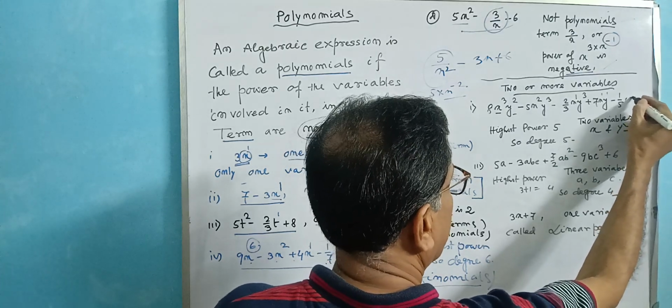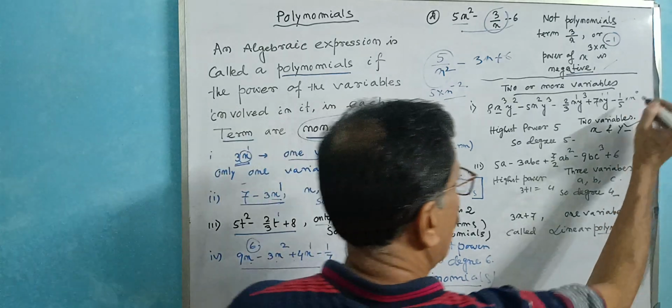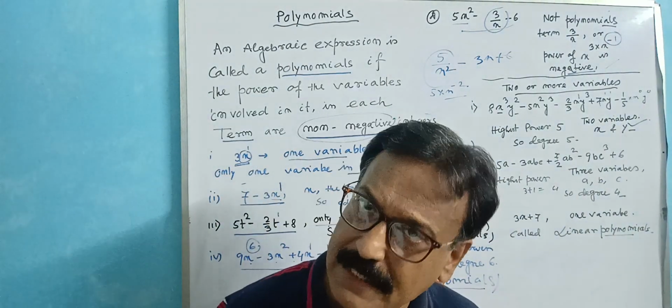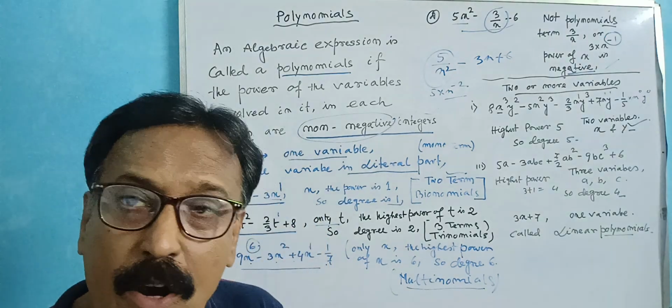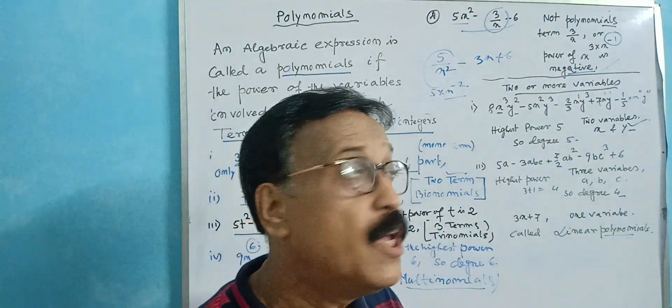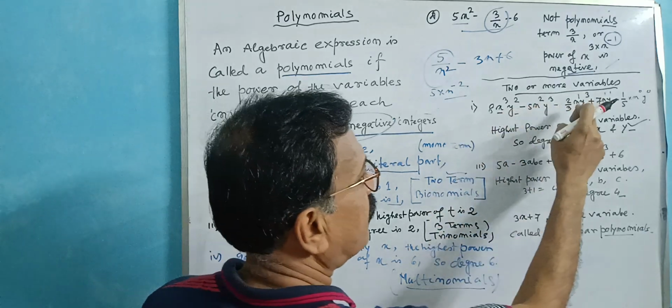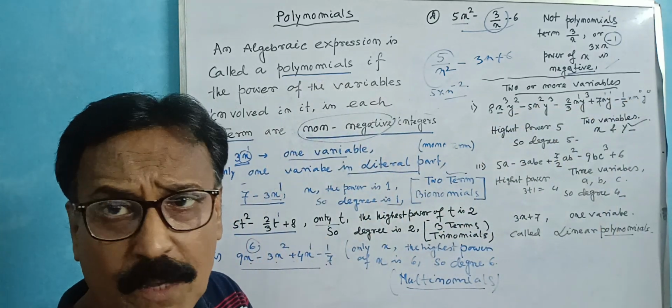That means you write it as x to the power 0, or y to the power 0. No problem. So all the variables are x and y, two variables. The power of the variables is always positive, so it's a polynomial. That's the first one. And what about the terms? First, second, third, fourth, fifth term, so it's called a multinomial.